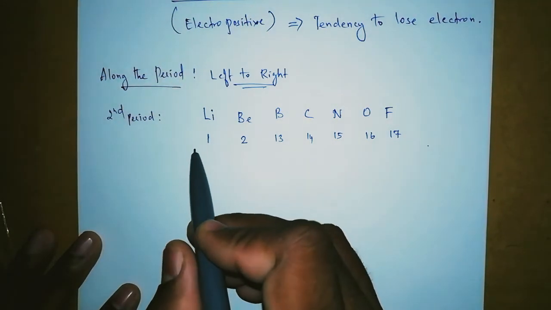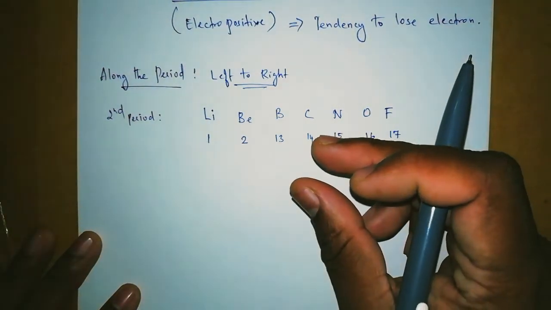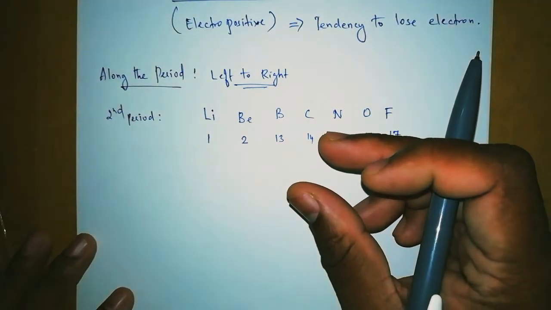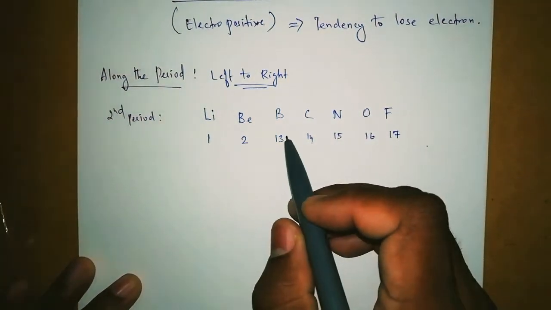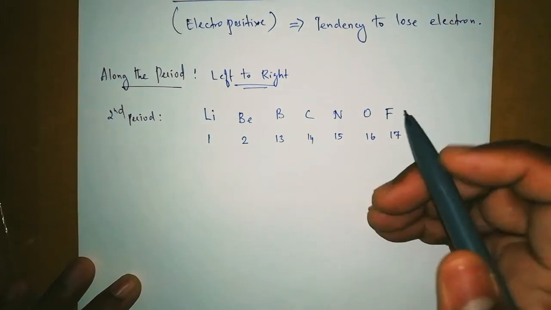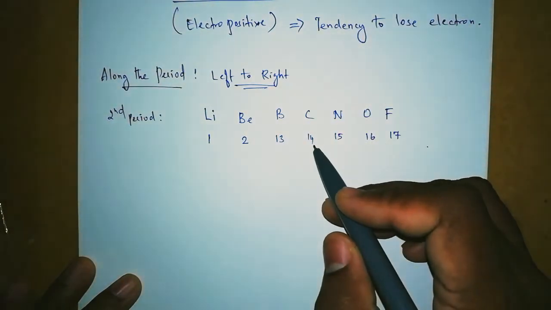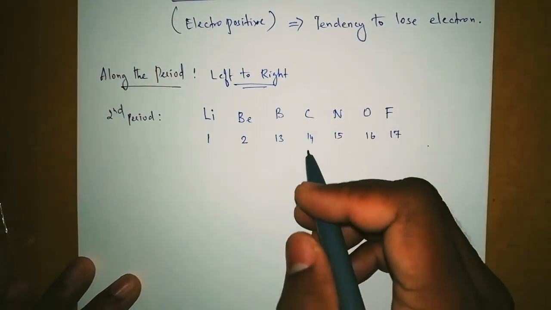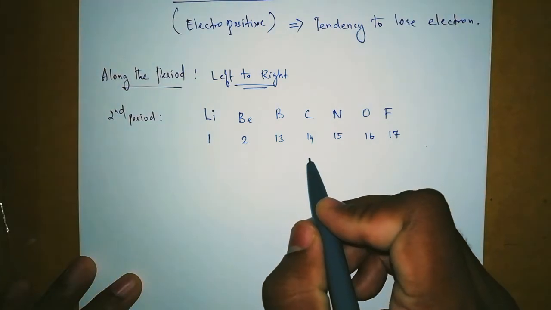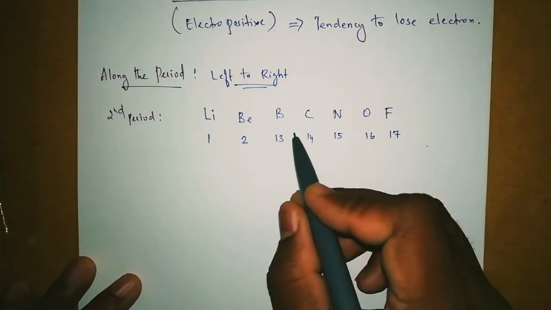But compared to lithium, beryllium has a little, or we can say a lesser, tendency to lose electrons. Compared to boron, it becomes a little less again. Carbon has 4 electrons in the outermost shell. What we learned about carbon is that it cannot give and also cannot gain. That means C4+ is not possible, and C4- is also not possible. So they can only share electrons.